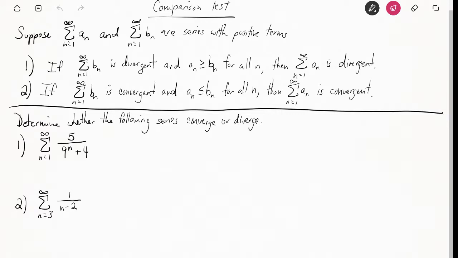The main approach here is just basically to show what happens for the terms. So if you have 5 over 9 to the n plus 4, does anyone have a guess as to what we might want to compare it to? What series, or what are the terms of the series, should we compare it to, to make this easier on ourselves?